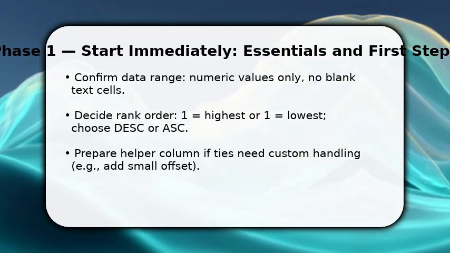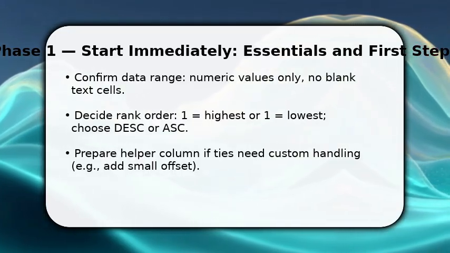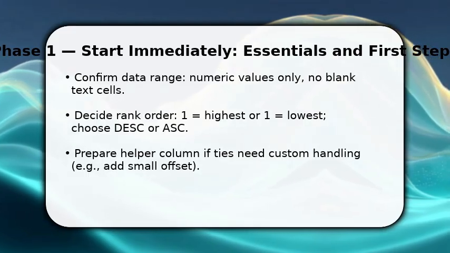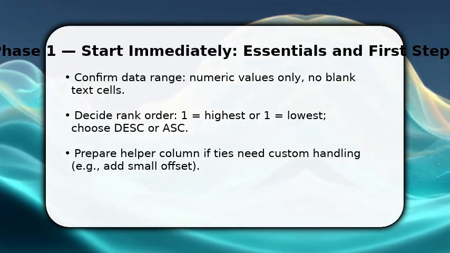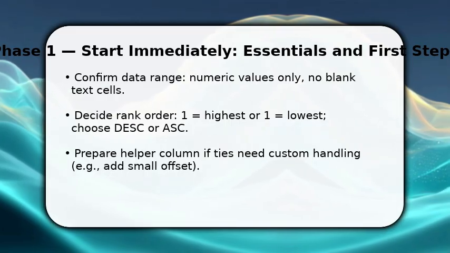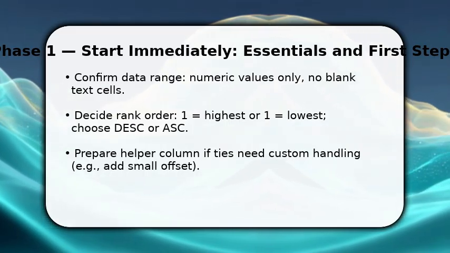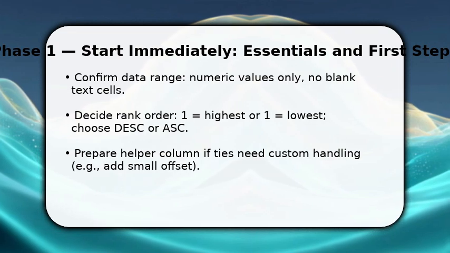Once decided, add a helper column if you want deterministic ties, because rank alone treats equals identically. Now write the rank formula into the first output cell. Drag or fill down to apply across the dataset. You now craft the core formula.